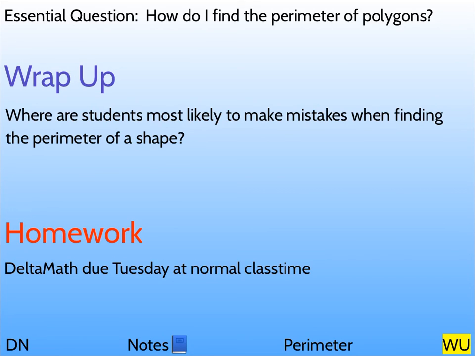And at the very end, don't forget there's a reflection question. The reflection question says, where are students most likely to make mistakes when finding the perimeter of a shape? So think about that and answer that. Figure out where you may have made a mistake, and then go from there.